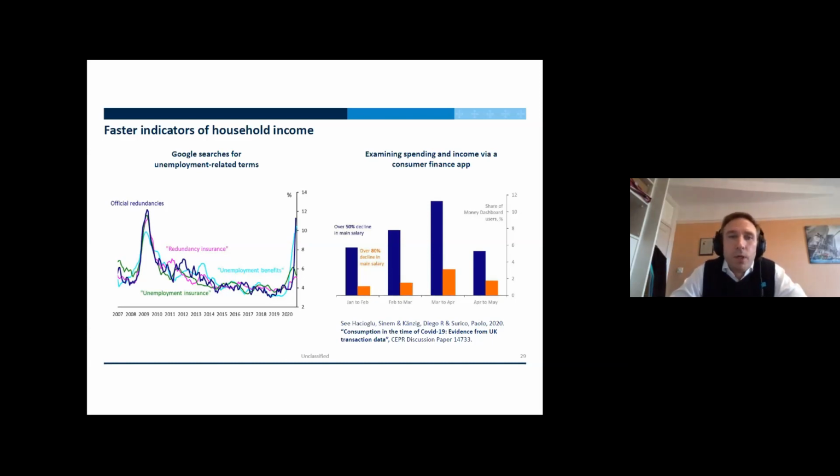So what you can do is look at, for example, if somebody's main income has disappeared from one month to the next, that could potentially be a sign that they've been made unemployed. Or if their income has fallen around 20%, maybe that's indicative that they've been furloughed. One of the other authors here, Sinem, works at the bank, so we've been working with some of this data.